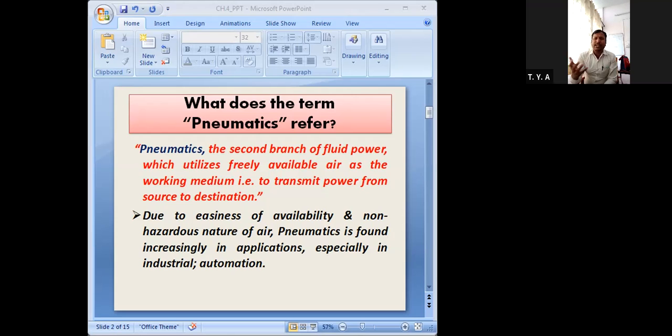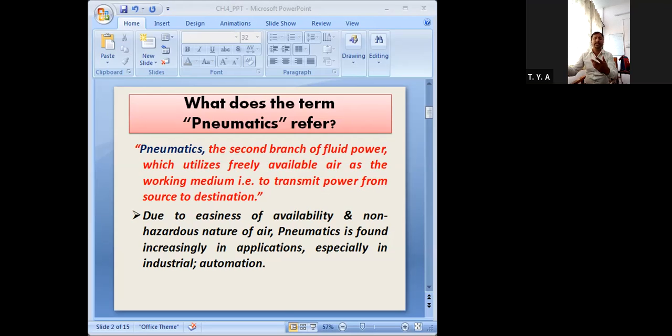And again, you can call this pneumatics: the technology that deals with the generation, control, and transmission of power using pressurized or compressed air. Once again, it is the branch of industrial fluid power, or just fluid power, which deals with generation, control, and transmission of power using compressed air, or pressurized air. In simple words, pneumatics utilizes the freely available air.